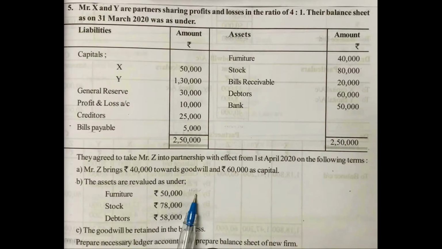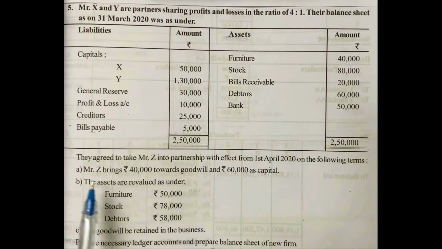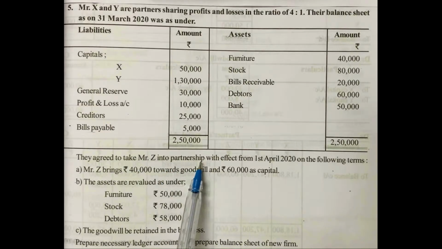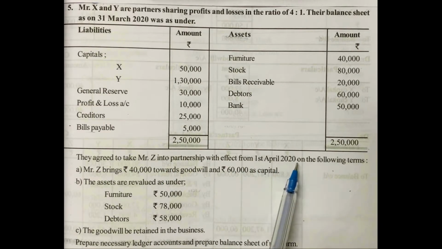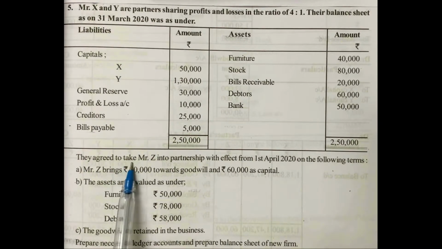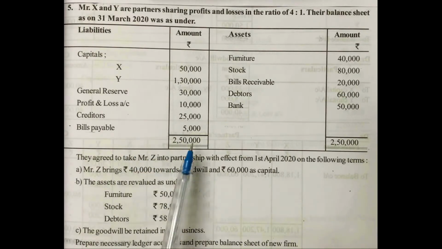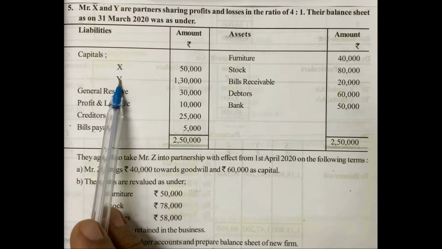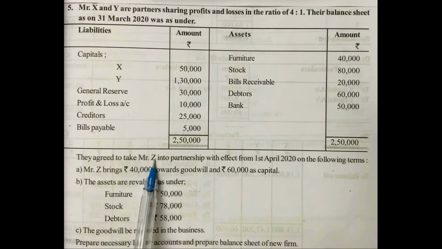Below the balance sheet, he is giving additional information. They agreed to take Mr. Z into partnership with effect from 1st April 2020 on the following terms. By seeing these words, that they are taking Z as a partner, we should understand that this is an admission related problem. Here X and Y are known as old partners. Z is called the new partner.